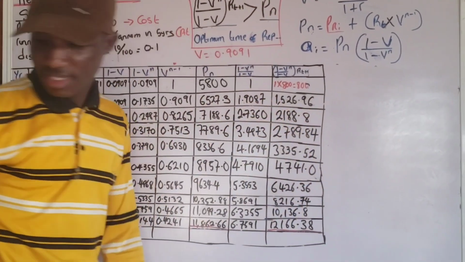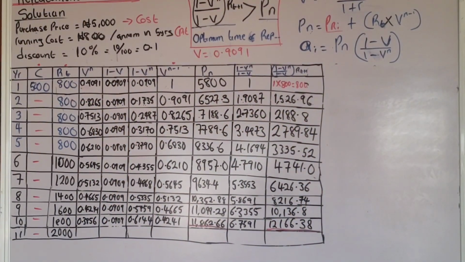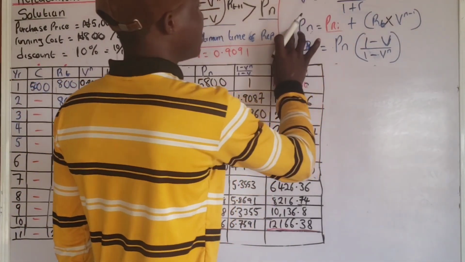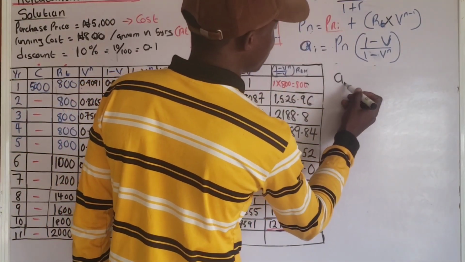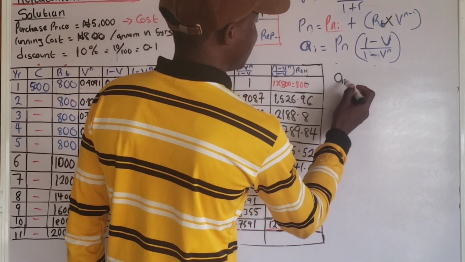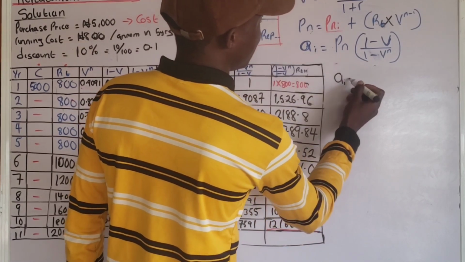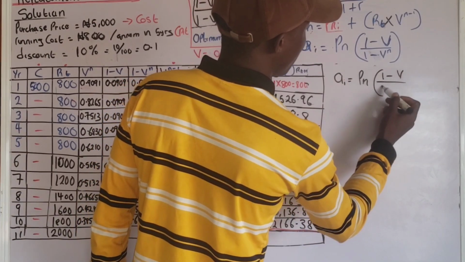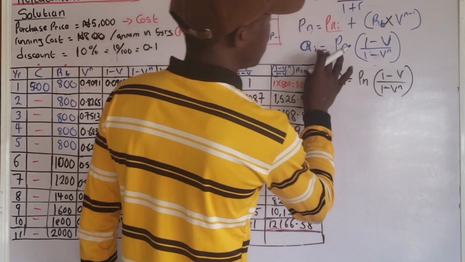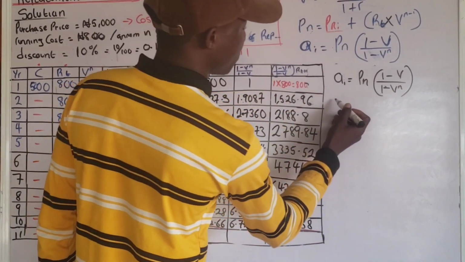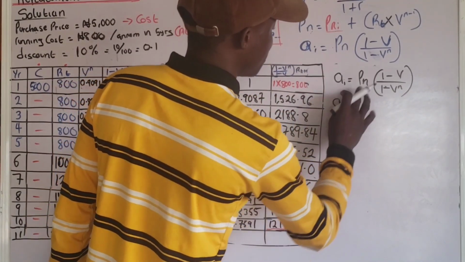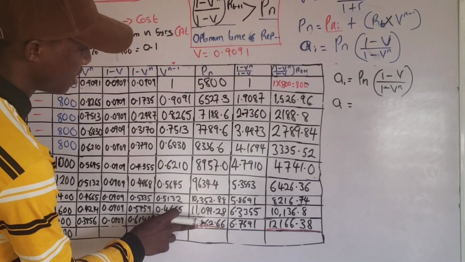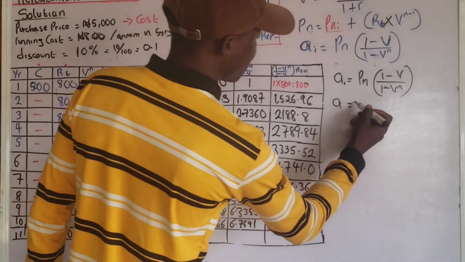Now, let's determine the amount of money that should be set aside. I gave you two formulas. The first formula is this, and the second and the third is this. We want to determine the amount that should be set aside. A is equal to Pn into bracket 1 minus V all over 1 minus V raised to the power of n. This formula is what I replace here. So A is equal to Pn of the 10th year. The Pn of the 10th year is 11,862.66.